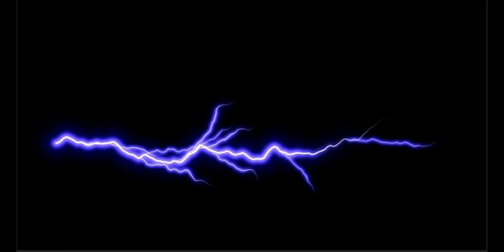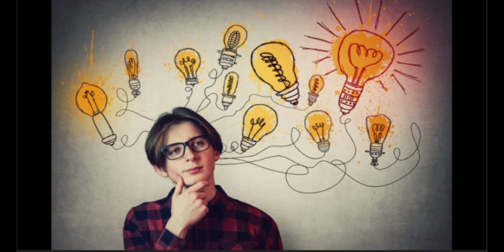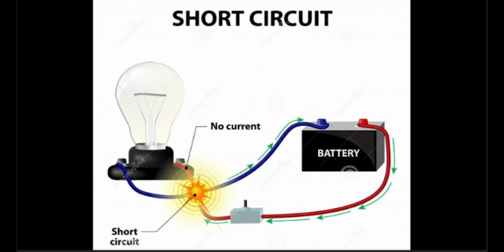Now let's go back to talk about circuits, shall we? You have probably heard the term short circuit many times, but do you know what it actually is? If you don't, it's fine because I'm going to explain it right now. A short circuit occurs when the circuit allows the current to flow along a path that it wasn't intended to go, with little to no resistance.